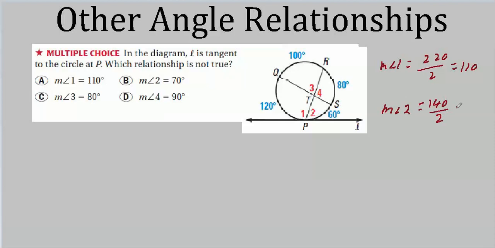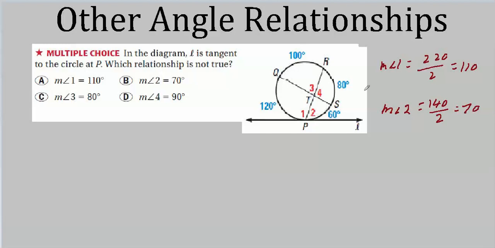And that turns out to be 70 degrees, and that's what they said. Okay. What about angle 3? Now we have an interior angle. And that should be the measure of QR plus PS, and then divide that by 2.